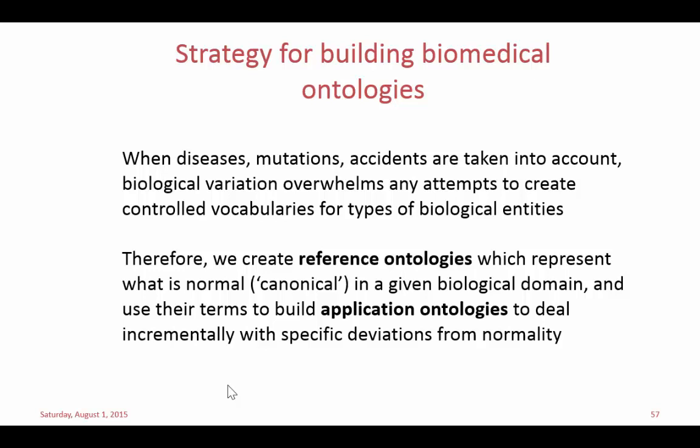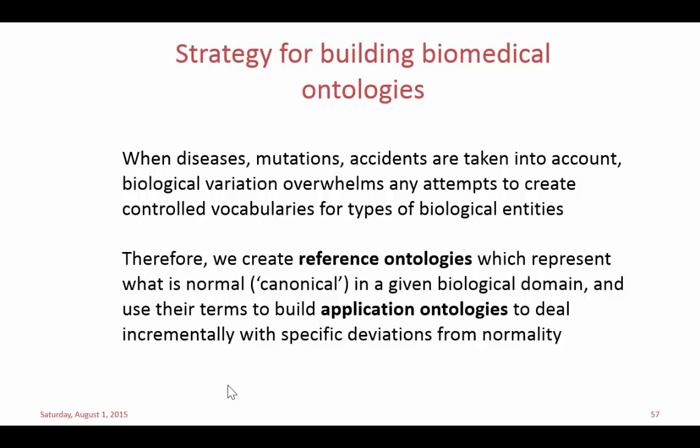And the strategy consists in creating what we call reference ontologies, which represent what is normal, we use the word canonical, in a given biological domain. And then the terms in these reference ontologies are used to build application ontologies, which deal with specific cases of disease or mutation or accident, where people have to deal with the variations and not just with the canonical case.